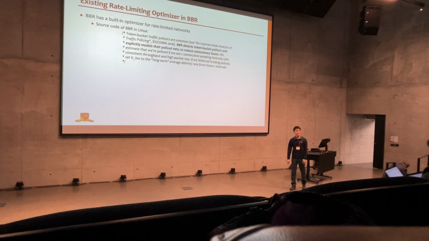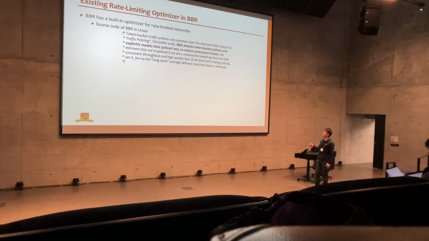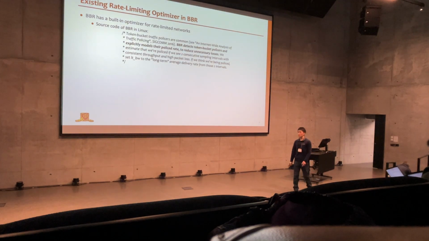Based on our analysis of the BBR source code in the Linux kernel, we found that BBR has a built-in optimizer for rate-limited networks. This paragraph is shown in the Linux kernel source code. It says that BBR detects token bucket policers to reduce unnecessary loss, and it also cites a paper. This paper mainly talks about rate-limited networks, but we found that their algorithms are not the same. That's why we will present BBR's operational principle and BBR's optimizer in the following slides.